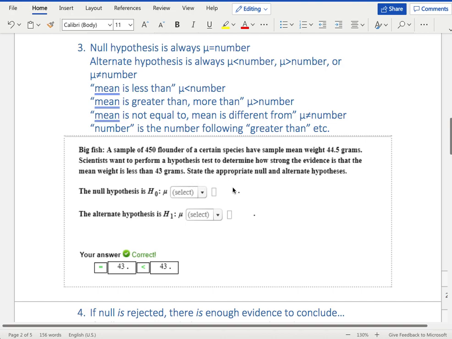And if this was a full problem, like we'll see in 9.2, then we'd use the 44.5 as the sample mean because it says sample mean right there. So that's how you distinguish between whether you're going to use 44.5 or 43. 43 is what they're looking for in the hypothesis.